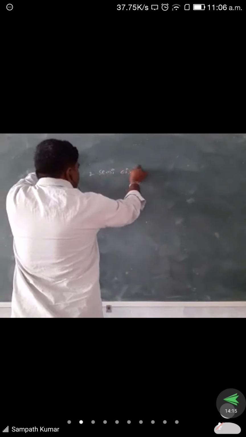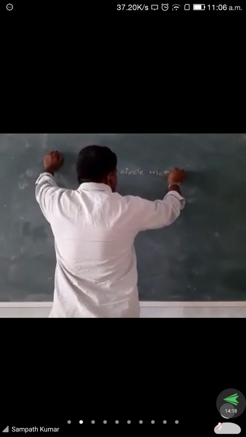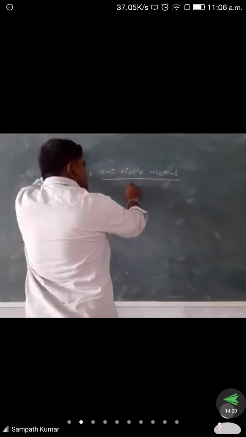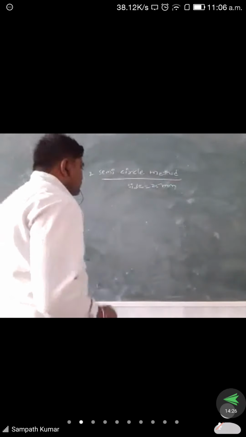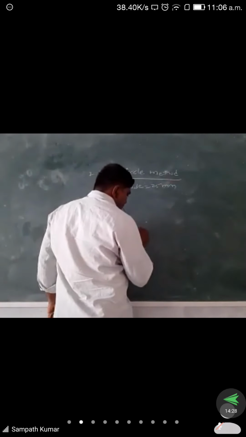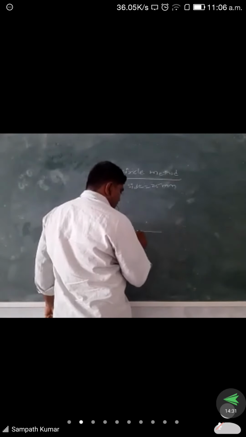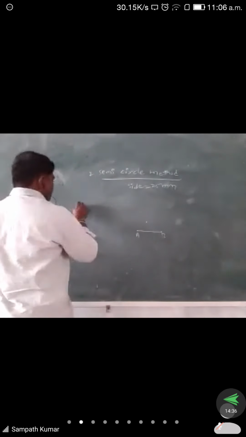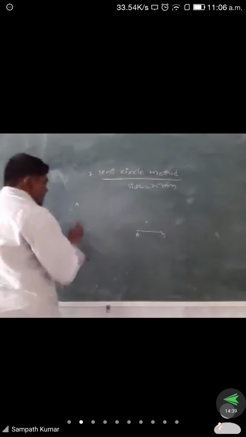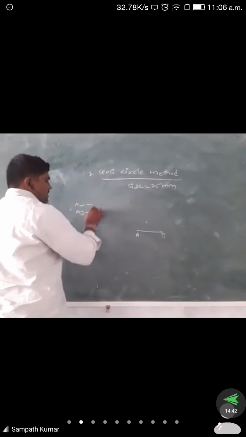Sir, next semi. Next is the semicircle method. Suppose in the semicircle method, he has given side length is equal to 25 mm. Then we have to draw AB. AB is a given side. A as a center, AB as a radius.